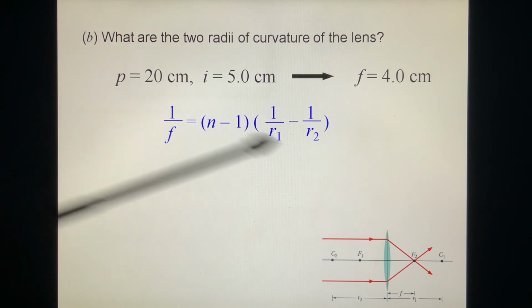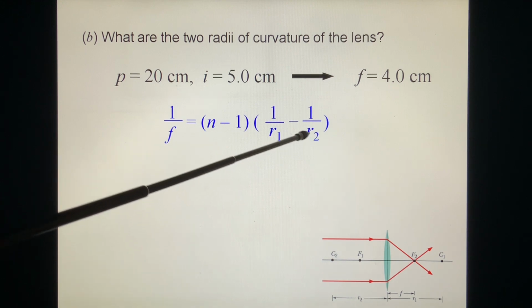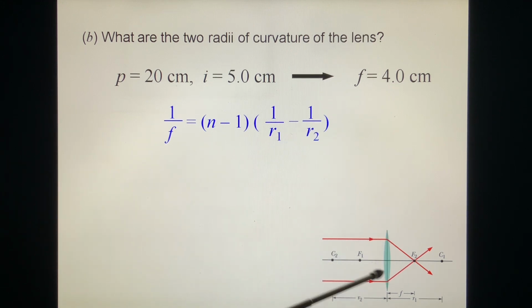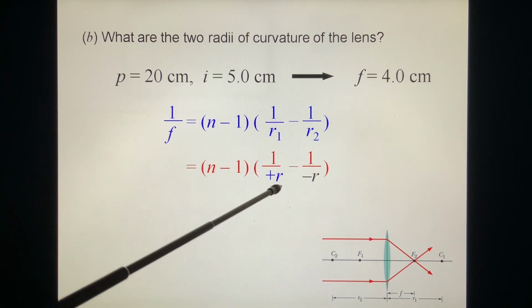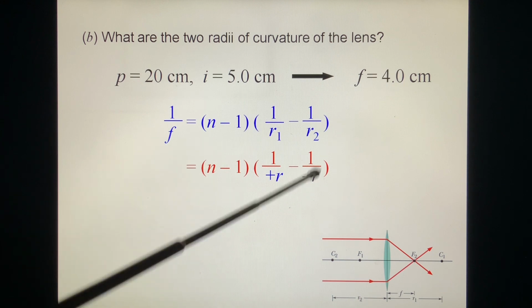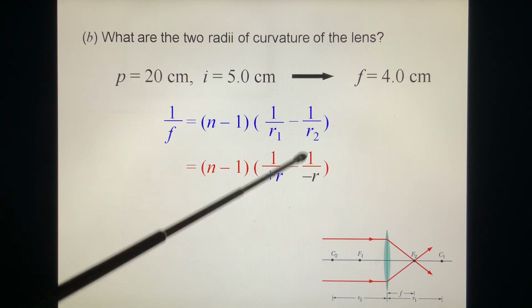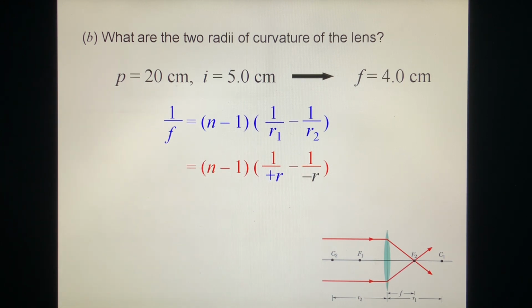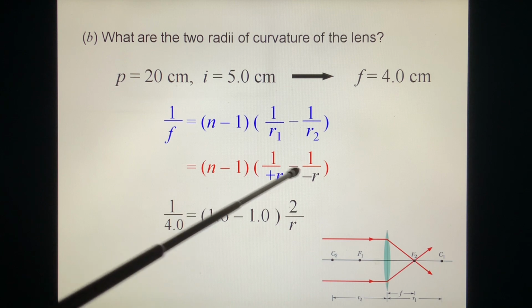In this case, we know it's converging, so R2 is a negative number, because R2's center is on the virtual side. So we write this one: R1 positive, R2 negative, negative and negative gives positive, so f is positive. Let's put in the numbers. We get R.